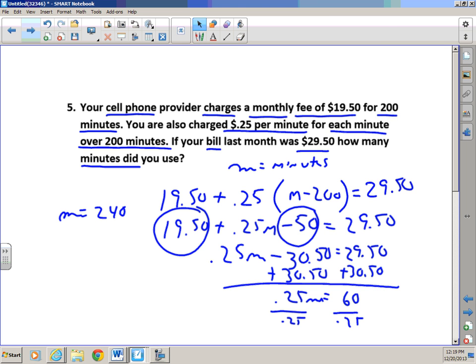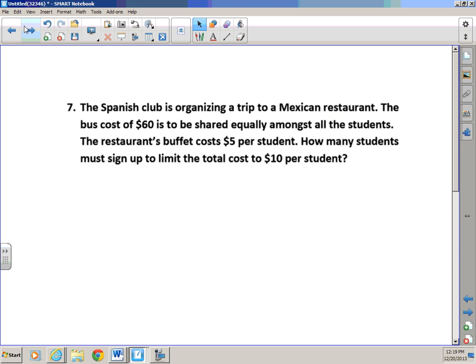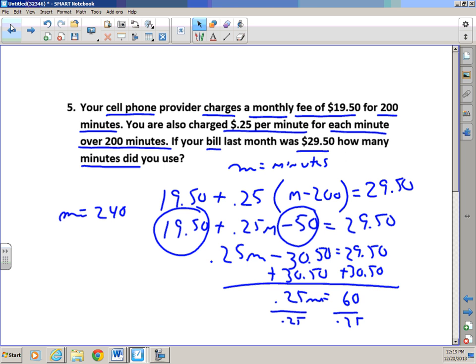And you should know that your number should be greater than 200 because you went over the 200 minutes when you did your cell phone plan. All right. Actually, got to go back, scroll down. Sorry.